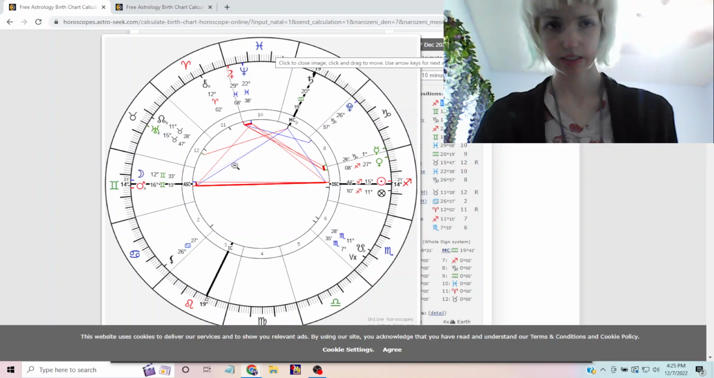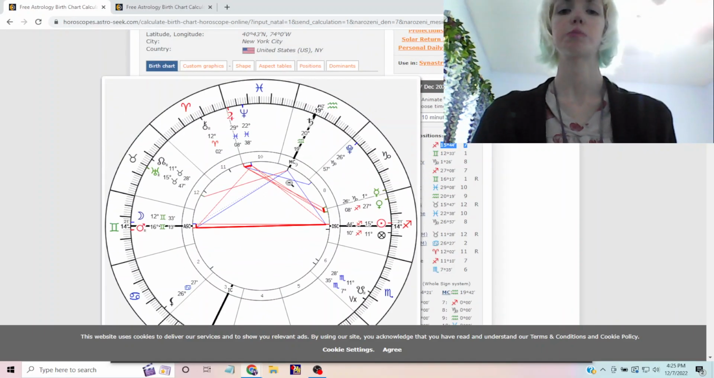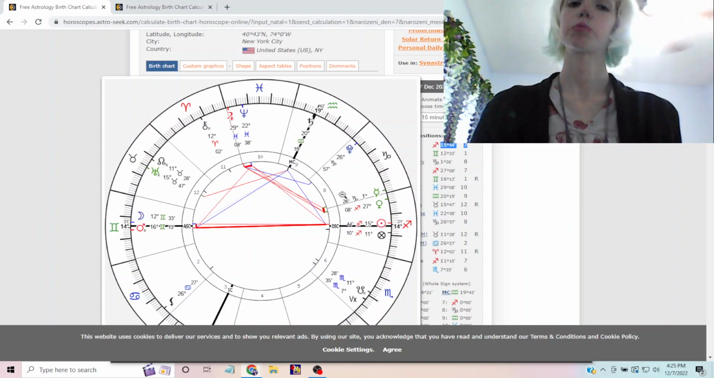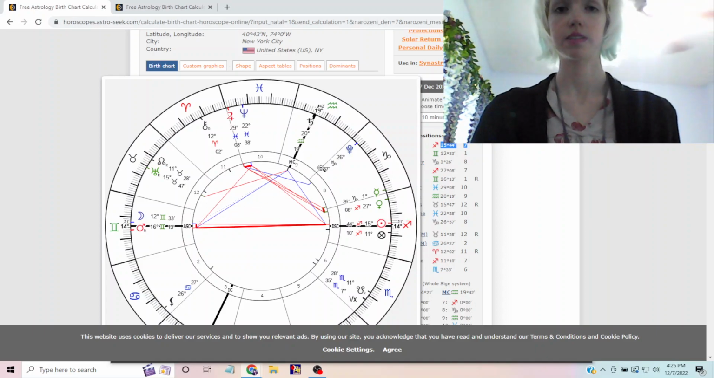The dotted lines that you see, or any other lines, really just use these main aspects. The red lines are more tension creating aspects, and the blue lines are more harmonious aspects.